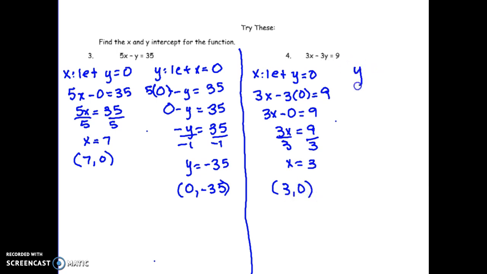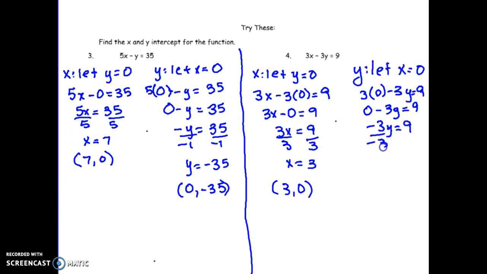Now for my y-intercept, I'm going to let x be 0. When I do that, I've got 3 times 0 minus 3y is equal to 9. 0 minus 3y equals 9. Or negative 3y is equal to 9. So when I divide both sides by the negative 3, I get y is equal to negative 3. My ordered pair is 0, negative 3.